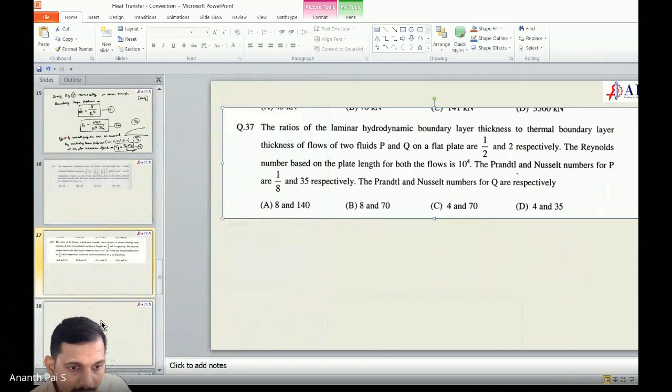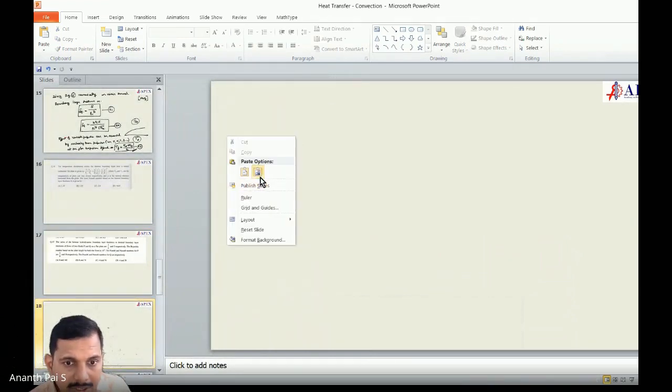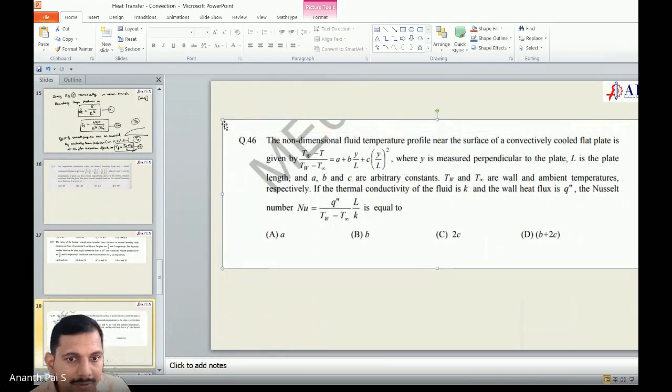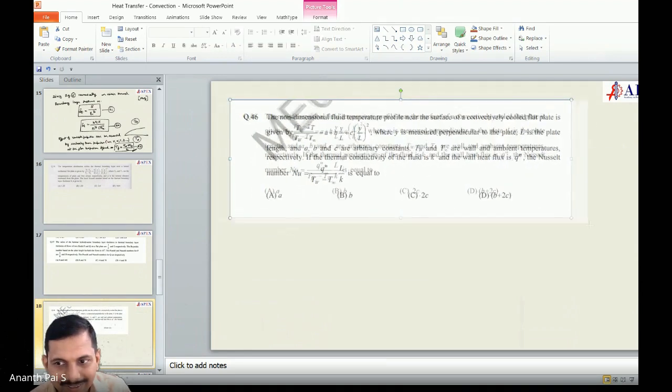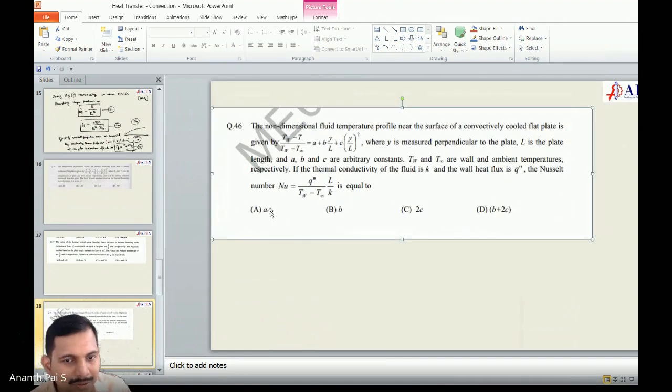Keep in mind that these options A, B, C, D may be shuffled in your papers. It will not be the same. Keep in mind, the person who is sitting near you will get a different A, different B, different C. He will not get the same one.